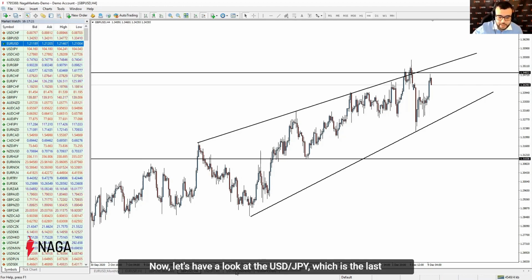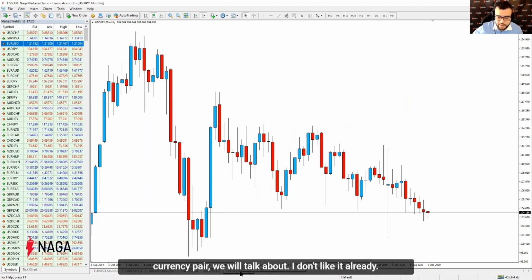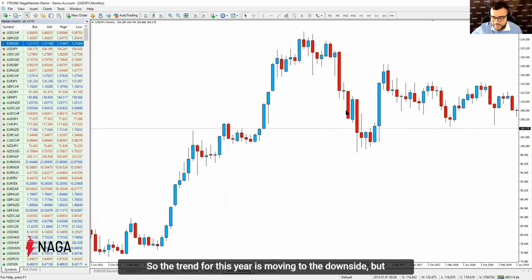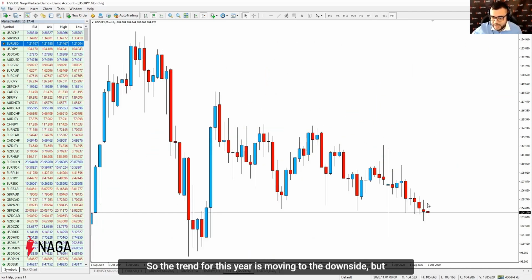Now let's have a look at the dollar yen, which is the last currency pair we'll talk about. I don't like dollar yen, to be honest, for the time being. As you can see here, this is the monthly chart. Very low volume. The size of the candle is very small, which means that there is a lack of volume, which can lead to unclear price action. So the trend for this year is moving to the downside, but again, it's not the clear price action I want to see.